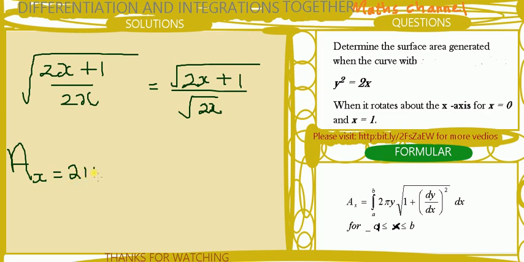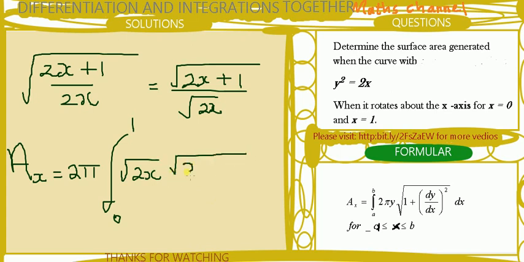We can take 2 pi out as it's a constant, and because we are given the limits 0 and 1, we'll put 0 and 1, and then y. What happens to y? Y takes the equation that we made the subject of the formula. Instead of putting y, we'll put this one, and then our square root part is this one. Because we have dx, we can put dx here. Now we cancel this one because they are the same.